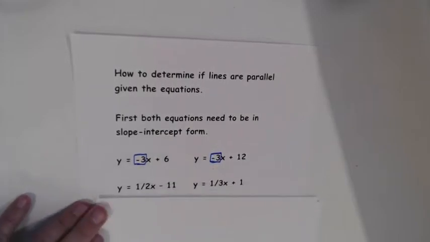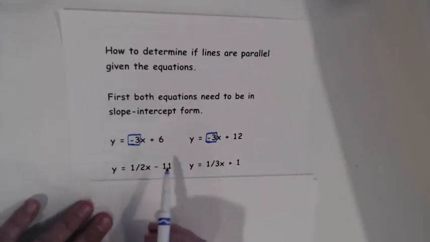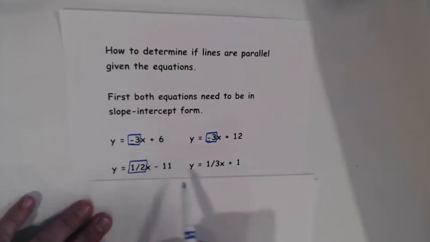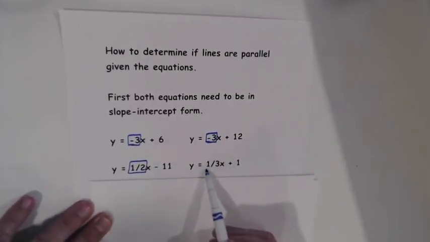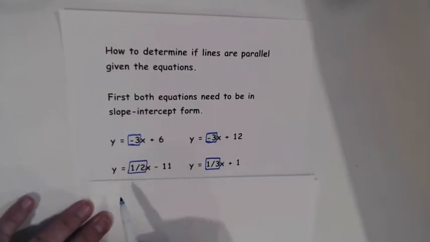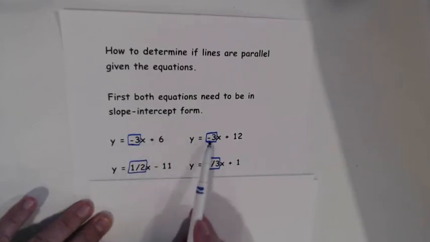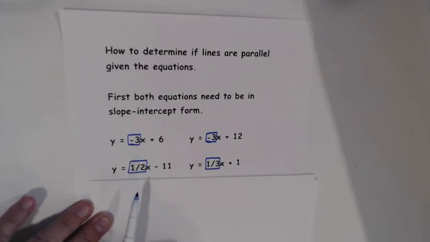Let's look at the next two equations. The number in front of x right here is 1/2. The number in front of the x right here is 1/3. These two lines right here are not parallel because the numbers in front of the x, or the slopes, are not the same. These two are because these numbers are the same. These two are not because these numbers are not the same.